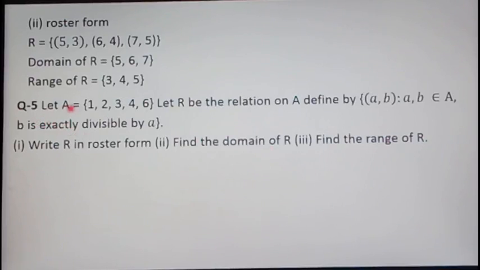Let us see question number 5. Let A equal to {1, 2, 3, 4, 6}. Let R be the relation on A defined by ordered pairs (a, b) such that a, b belong to A and b is exactly divisible by a. Write R in roster form. Find the domain of R. Find the range of R.